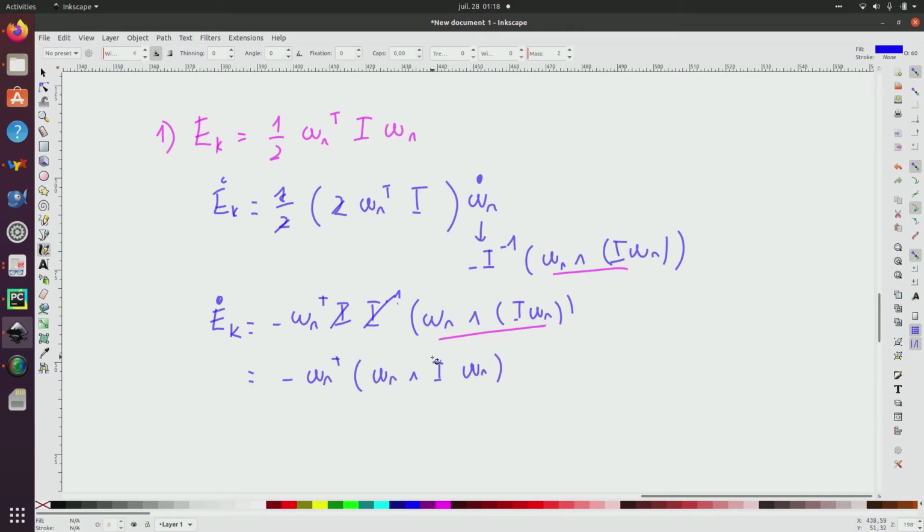Now, this vector is orthogonal to omega r. And since here I compute the scalar product between this vector and one vector which is orthogonal, both are orthogonal, then I obtain that it is equal to 0.